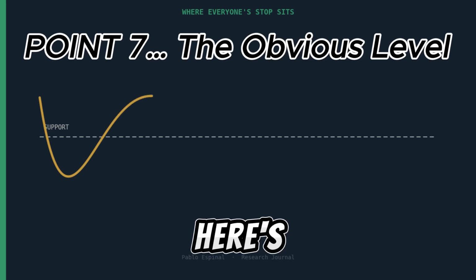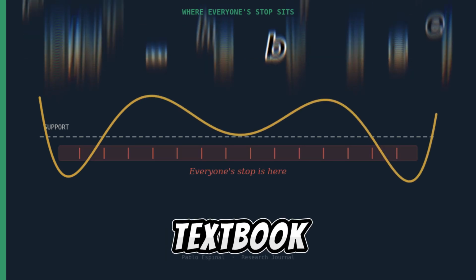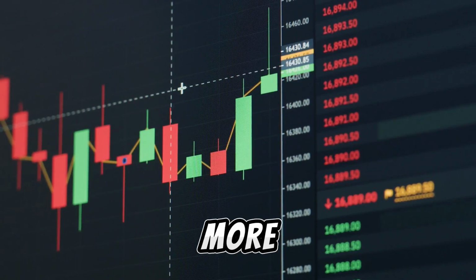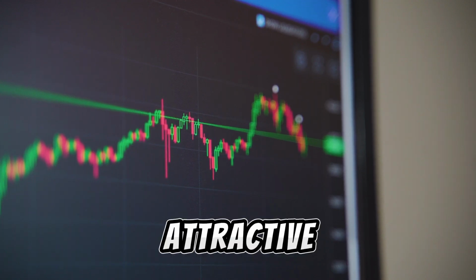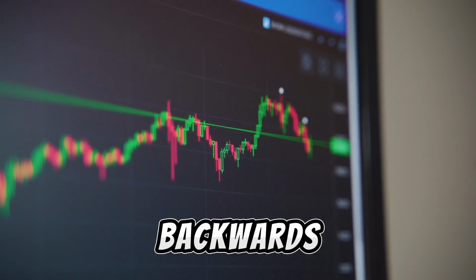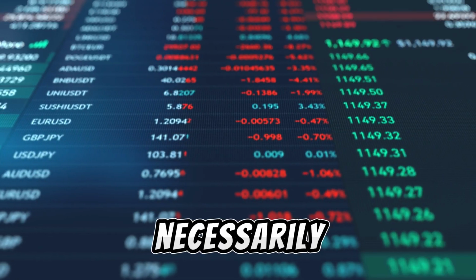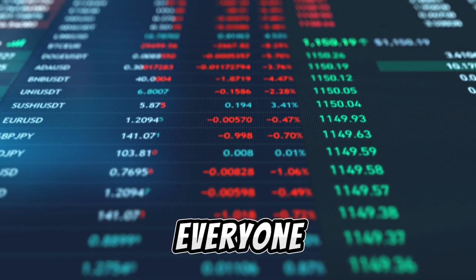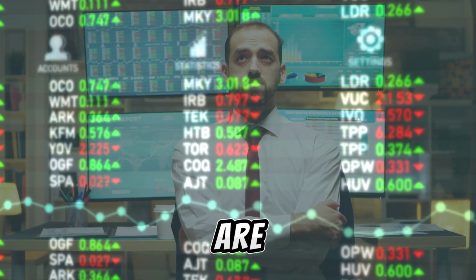Point 7. Here's one most beginners miss. The cleaner a level is, the more textbook, the more widely watched, the more obvious, the more orders sit around it, which makes it the most attractive target. That sounds backwards. If everyone sees the level, shouldn't it hold? Not necessarily. If everyone sees it, everyone's stop is in the same place. That's a dense cluster. Dense clusters are targets.